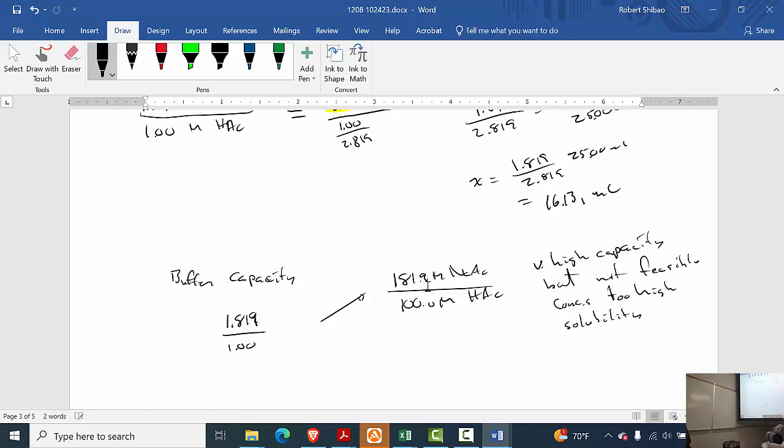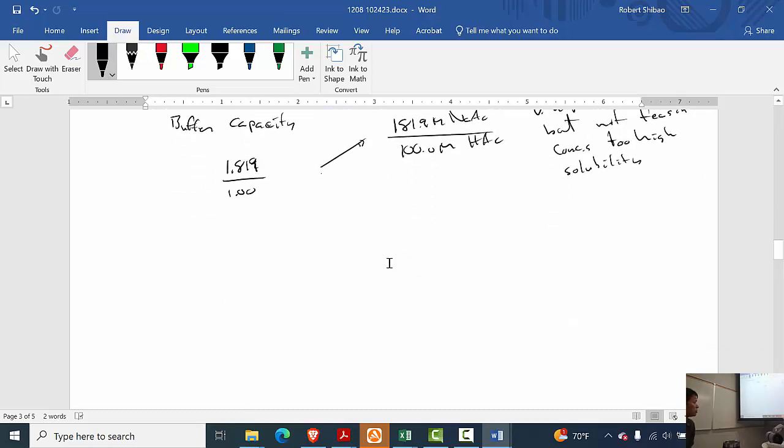Can you really dissolve 200 moles of sodium acetate in a liter? Maybe, maybe not, so I should put a little asterisk here. But one thing for sure is this is going to be a highly concentrated buffer. Highly concentrated. A highly concentrated buffer like that is going to be very expensive.